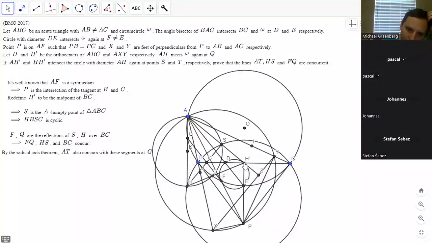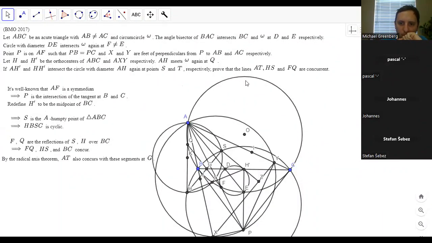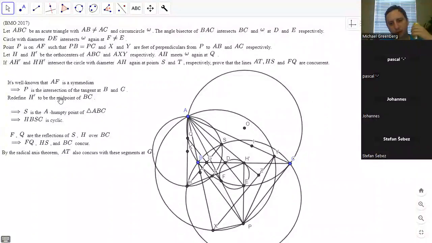So H prime. We left out something here. T. We need to show that these circles concur. How is T defined in the problem? It's the intersection of these two circles. But we need to show that it's collinear with H and H prime. So we defined H prime to be the midpoint of BC. Then we need to show that it's the orthocenter of AXY. Once we show it's the orthocenter, I guess it's obvious that these are collinear, right?